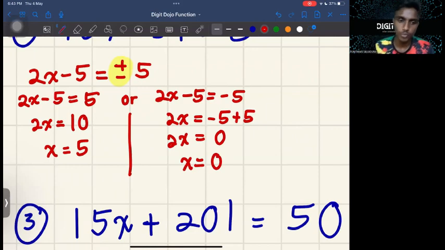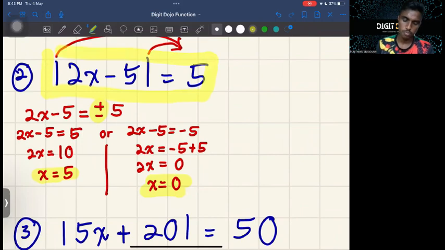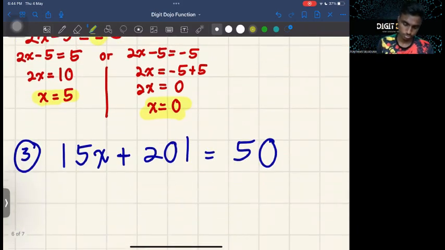So you are getting two values for your x, which is x equal to 5, x equal to 0, from this question. So that's how you remove the modulus. When you remove the modulus, you have to put positive, negative after the equals. I'll show you with another example.